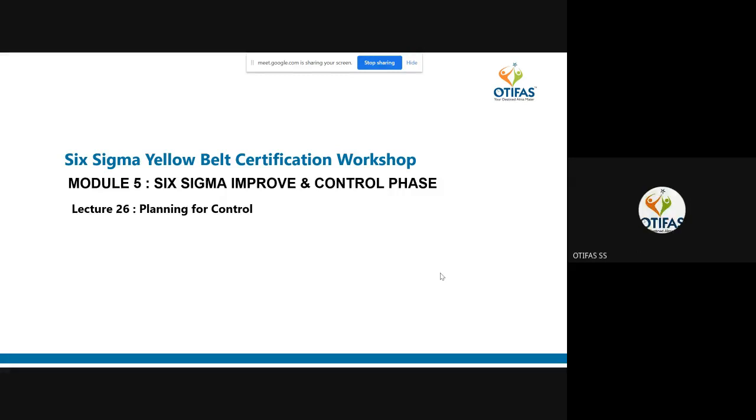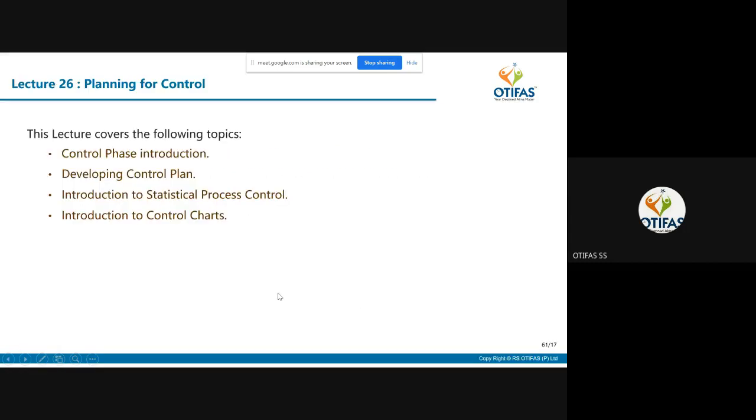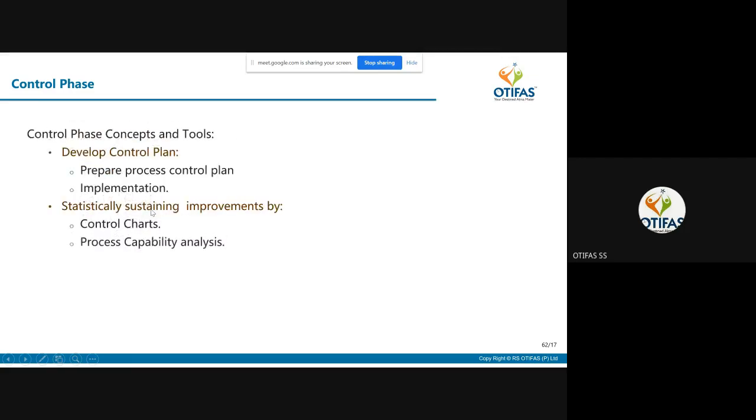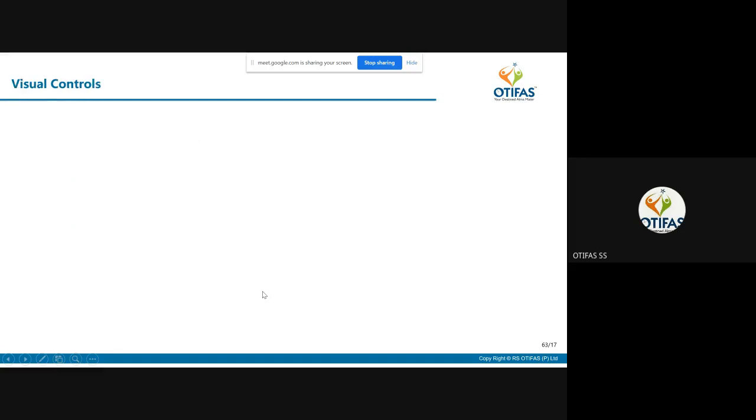Okay. So let us go to the control phase. You should understand something here that's called statistical process control. So, planning for the control phase. In the control phase, we are developing a control plan, and we will learn about statistical process control, and you will also learn about control charts. In the control phase, we prepare a process control plan, implementation, and control charts.